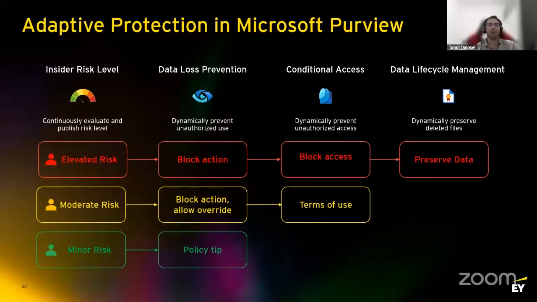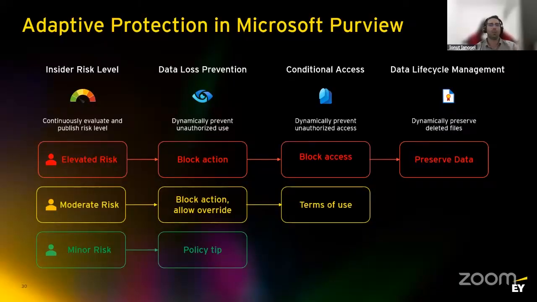How does it work? For elevated risk, you have data loss prevention in place that will block risky actions like copying sensitive files or submitting prompts to AI tools. Then you will have conditional access policies that will block access to critical systems. You will have data lifecycle management that will preserve the deleted files for investigation.